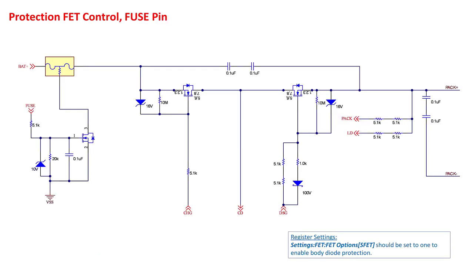Next, let's talk about the protection FETs and the fuse pin. If protection FETs are not used, the charge and discharge pins should be left unconnected. If the fuse pin is not used, it should be tied to VSS or it can be left unconnected.